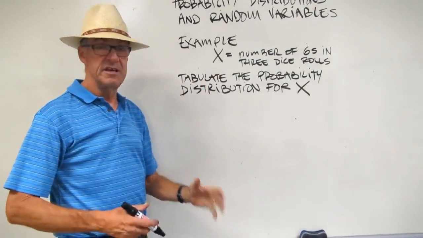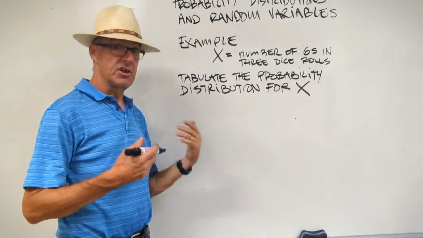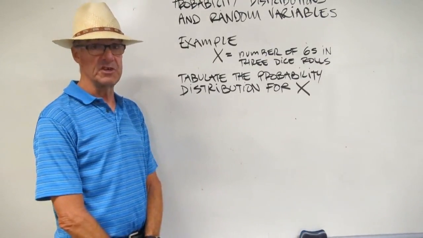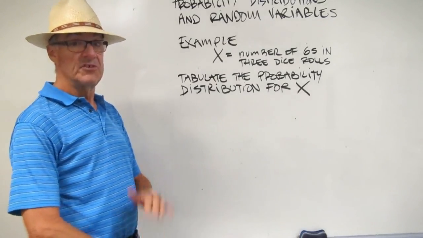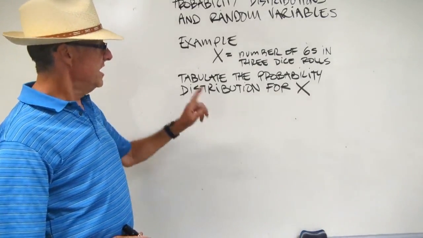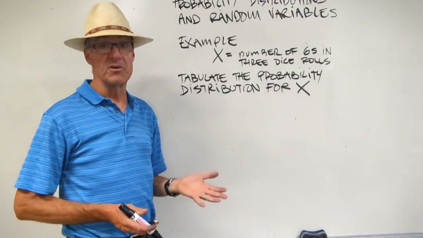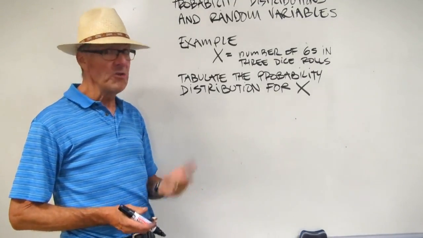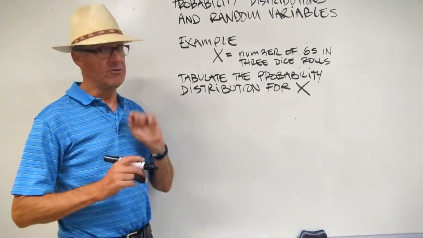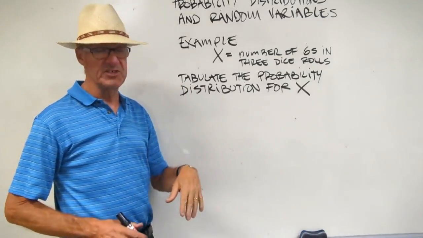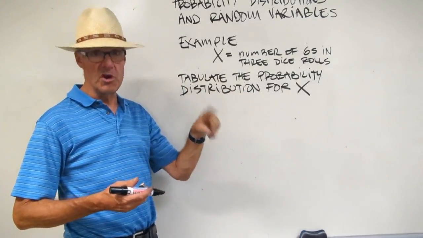So tabulate is a key clue here that you're going to end up with a table that's going to show you the probability distribution. But before we get there, we need to also calculate our probabilities. So in this case, what I'm going to prompt you to do is make a probability tree. Now, remember, we've got 6 numbers on a die, but we're really only interested in either rolling a 6 or not rolling a 6. So don't make a tree with 6 branches at each event. Do it as just 2 branches, 6 or no 6.